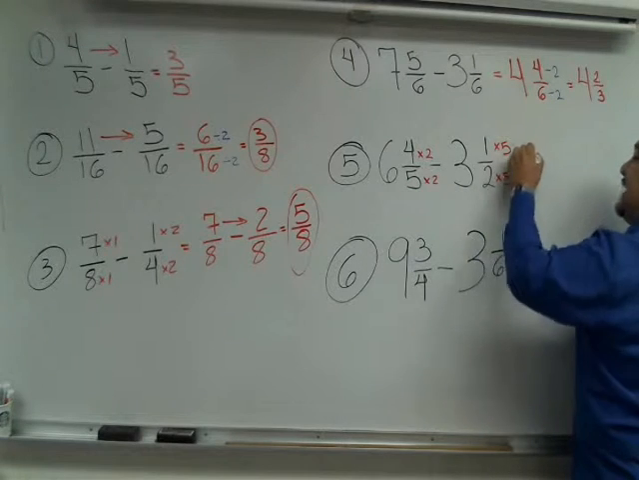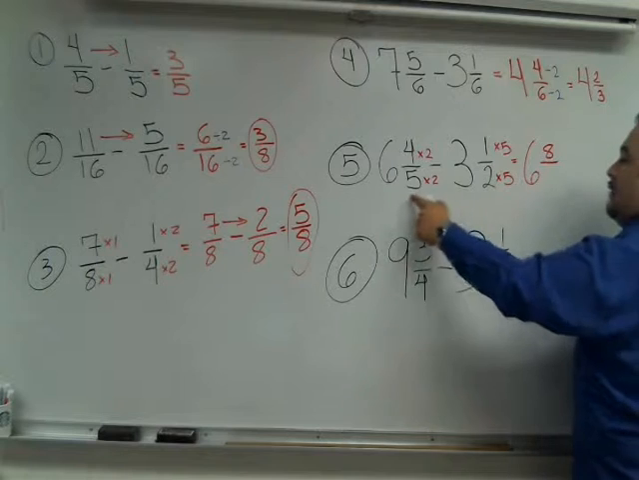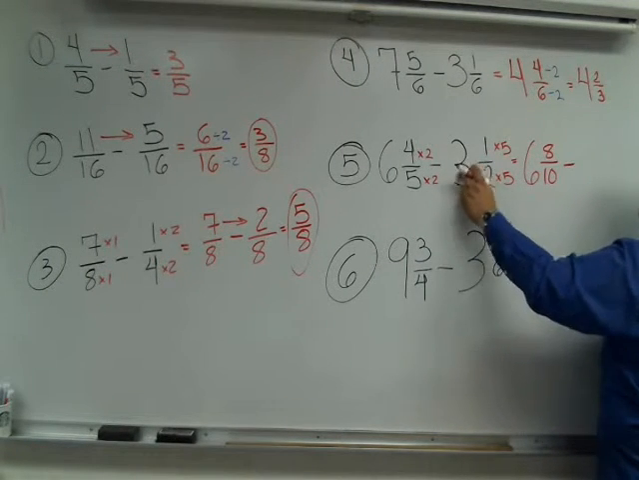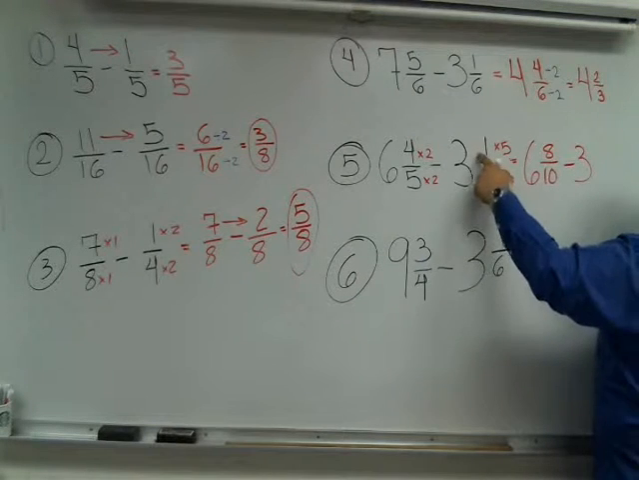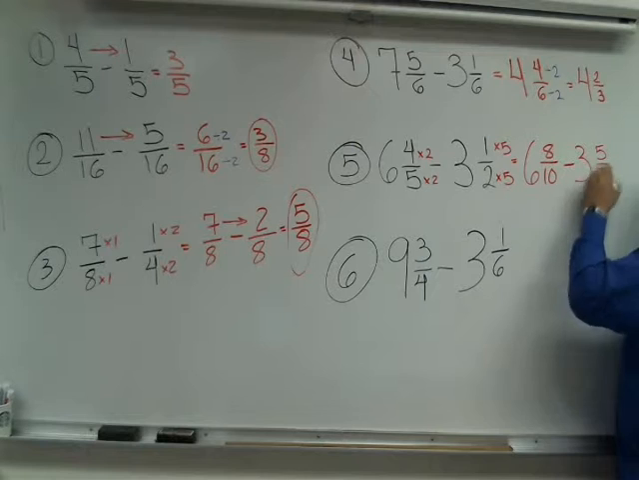My 6 stays the same. 4 times 2 is 8. 5 times 2 is 10. Minus stays the same. 3 stays the same. 1 times 5 is 5. 2 times 5 is 10.